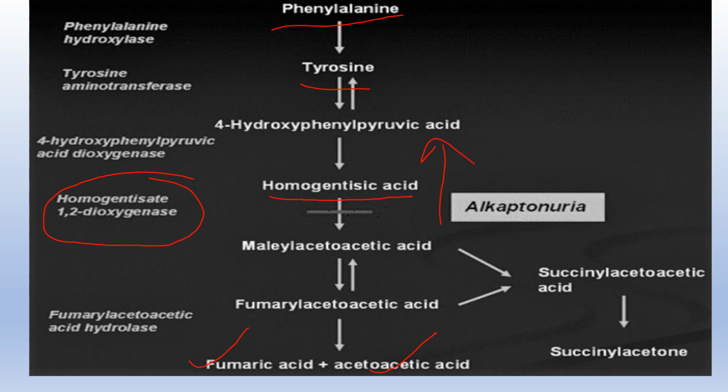of homogentisic acid. The term alkaptonuria is derived from the fact that the urine of these patients, usually on long standing, turns bluish-black in color, and the other enzymes of note in this particular catabolic cycle are phenylalanine hydroxylase, which is involved in phenylketonuria, leading to an accumulation of phenylalanine within the body. And these patients usually present with mental and growth retardation, along with musty odor, and usually present in early childhood.